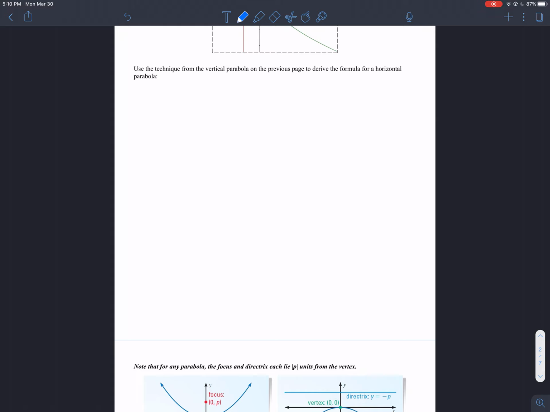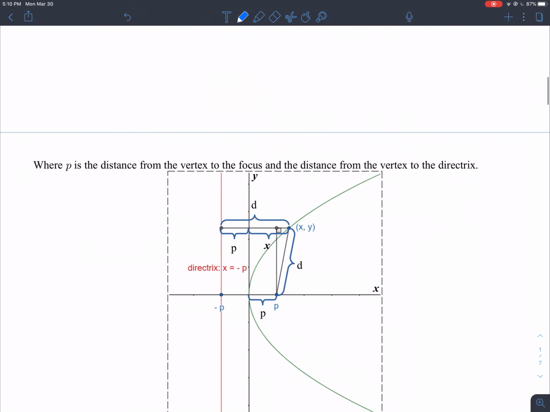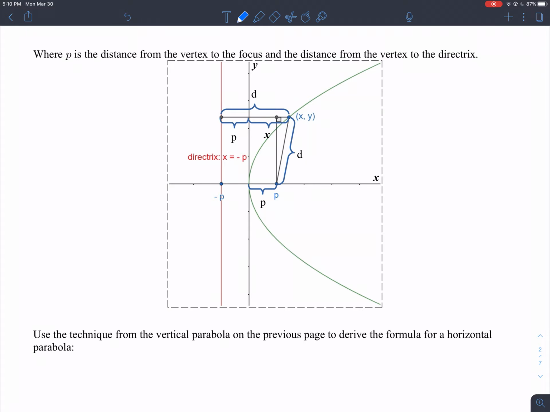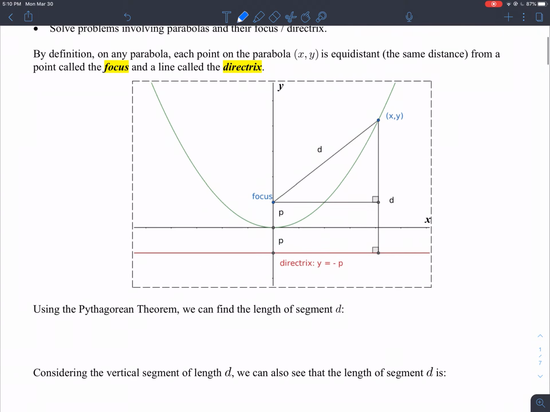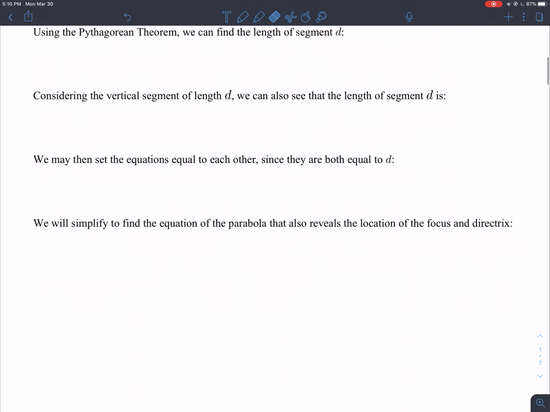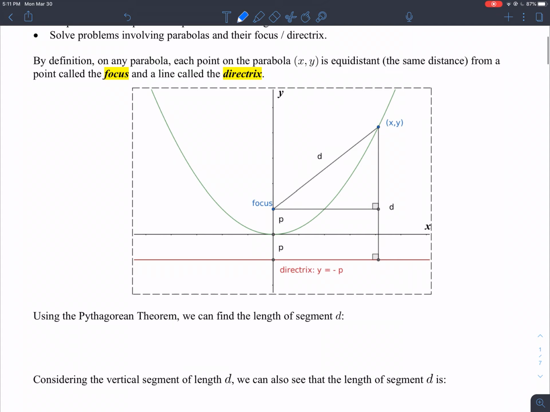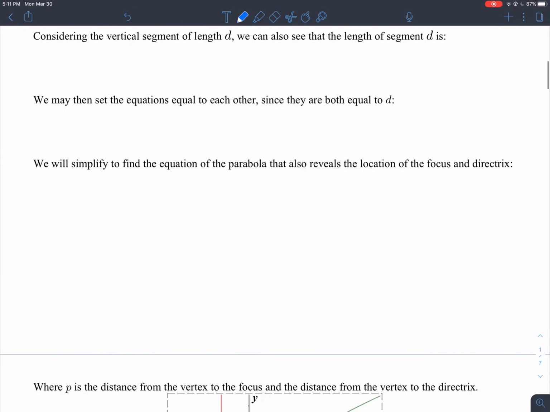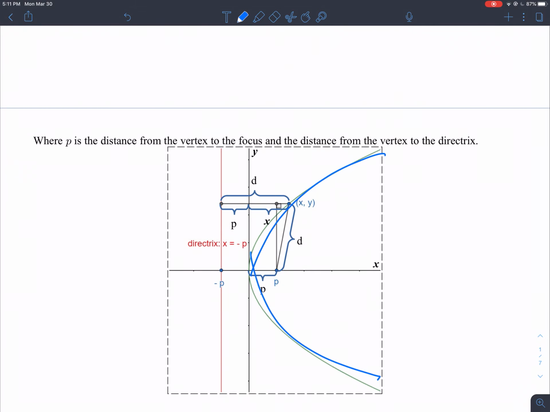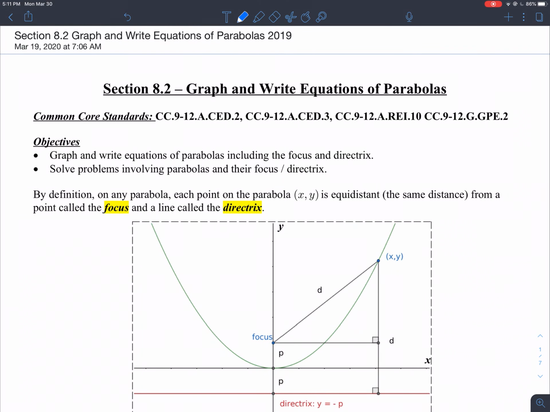The completed note sheet is posted on Schoology for you, but I think you should try and do it yourself first and then see if you can come up with the correct formula and then check yourself to see if you're right. Okay, and this second derivation here, you can do that just in exactly the same way as we did the first one, except things are switched around a little bit because this parabola opens vertically, as you can see, and this parabola opens horizontally, as you can see.